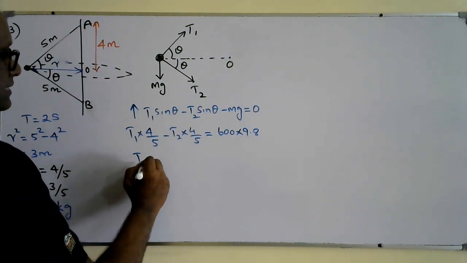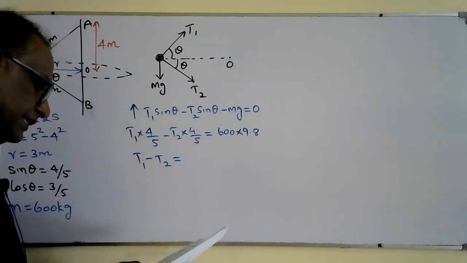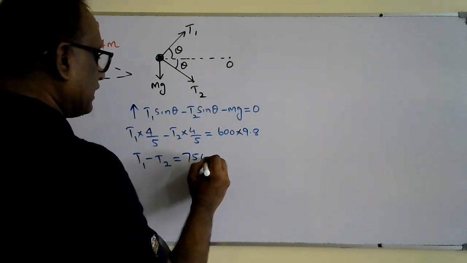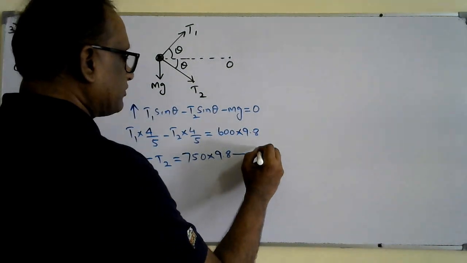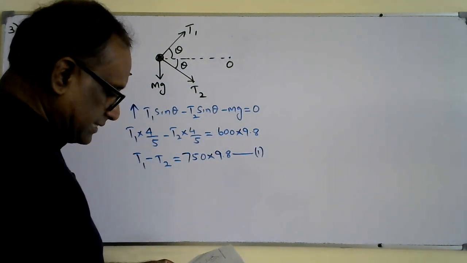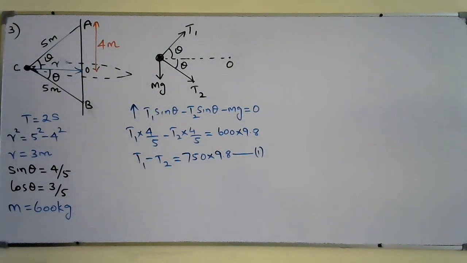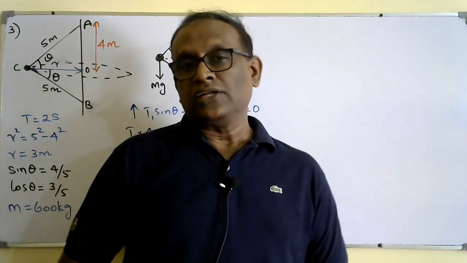Okay, solve it. You know how. Then you will get a first equation, T1 minus T2. I think you will get T1 minus T2 is equal to 750 into 9.8. You can solve this, but I'll keep it as it is. That's the first equation. T1 minus T2 equal to 750 into 9.8. That is based on there being no resultant force in the vertical direction. I used Newton's first law.